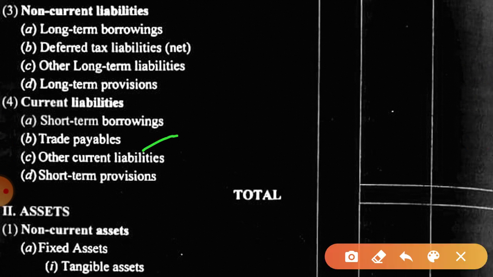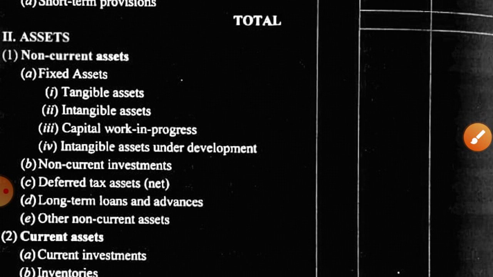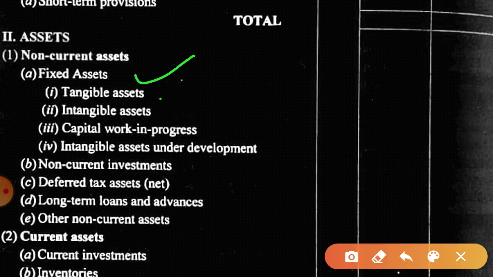So what is trade payables? Bills payable plus creditors, sundry creditors. Other current liabilities: what are those? Current maturity of long-term debts, advances, correct. Short-term provisions: provision for tax, provision for doubtful debts. Then non-current assets, fixed assets, which we have: tangible, intangible, capital work in progress, intangible.